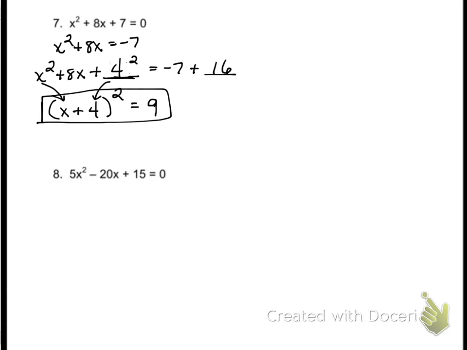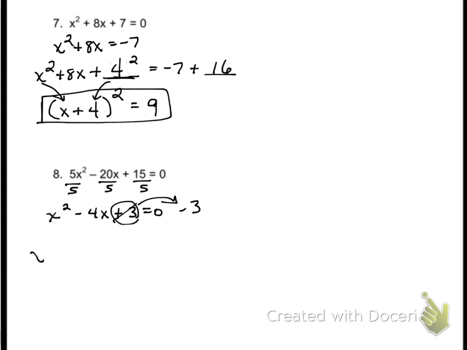Okay. Now, number 8. Again, you can factor out your greatest common factor first. You can factor it out last. It doesn't matter. I'm going to go ahead and factor it out. So I'm going to divide everything by 5. And that leaves me with x squared minus 4x plus 3 equals 0. Now let's take that and set it up to complete the square. Remember, this number is going to have to come to the right. It'll change signs and become a negative 3.